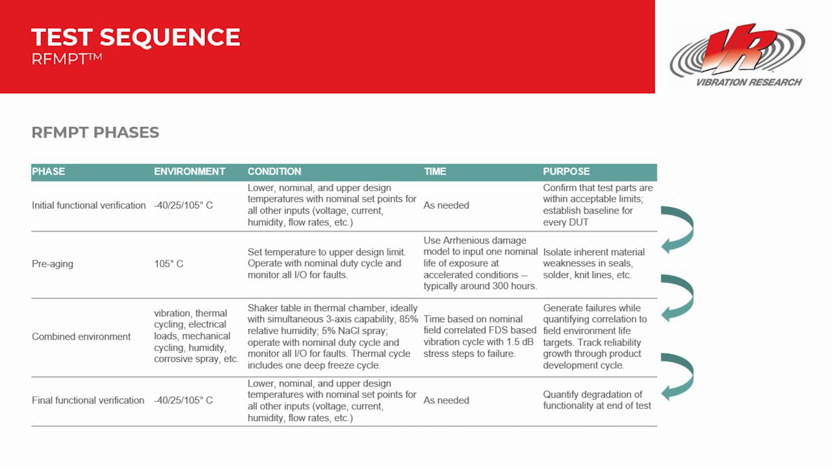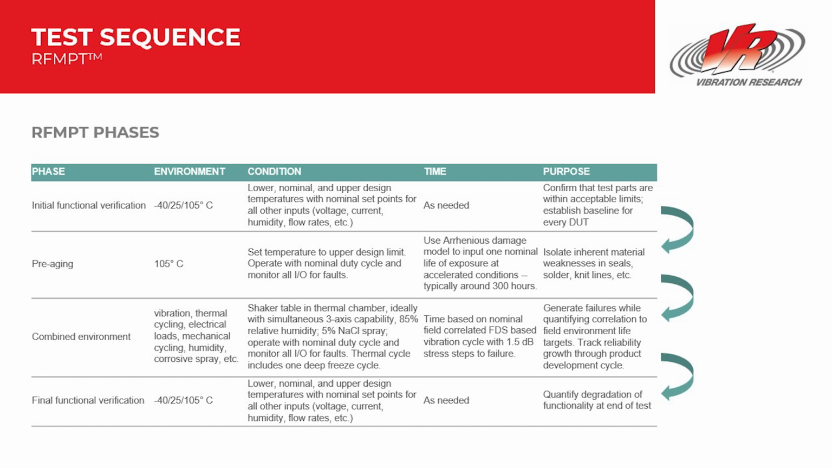RFMPT testing progresses in essentially 4 phases. The first phase establishes that the parts on test are suitable by measuring critical performance characteristics at nominal design environmental corner points. We want to make sure that the parts that we put on test are fully functional and that we have a baseline to compare at the end of test.